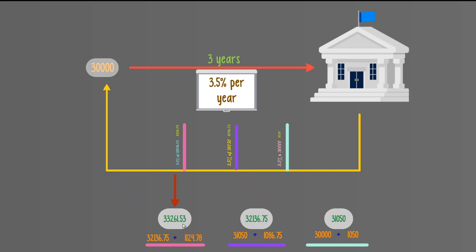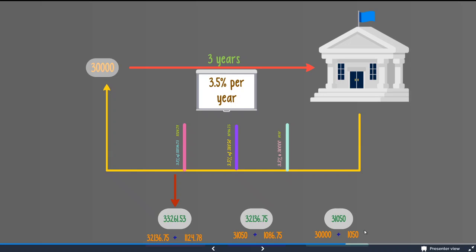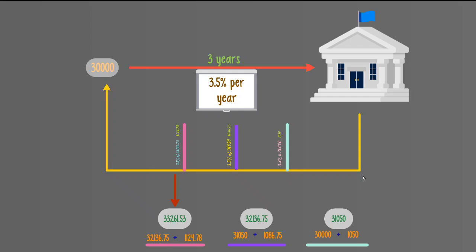That means 3,261.53 rupees you're getting extra, and that extra comes from the addition of this interest and this interest. You get it? So here you see that interest is put upon this interest, which is put upon this interest, so the interests are adding up. Now this is called the amount, the total amount, and we represent it as A, and this is the final amount which you get.